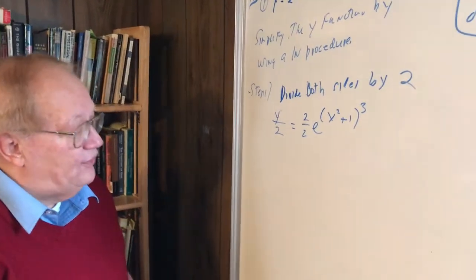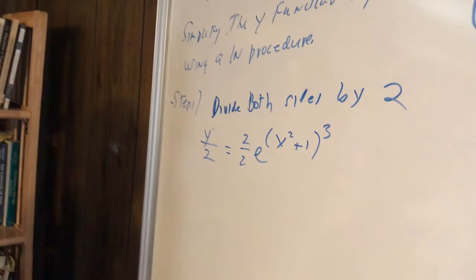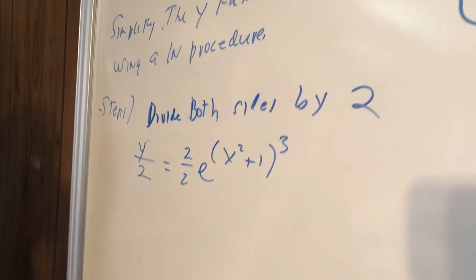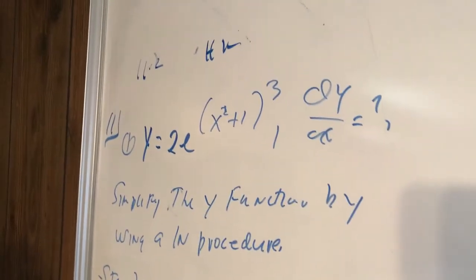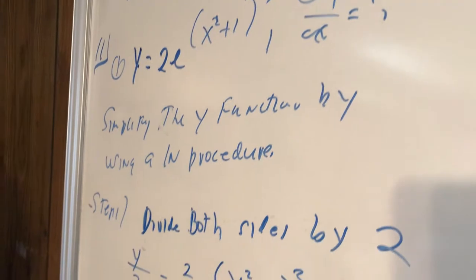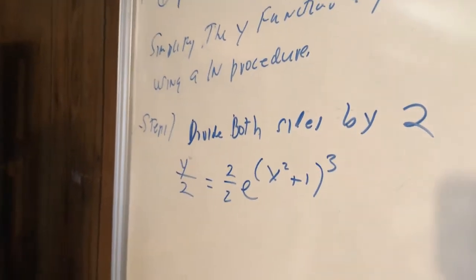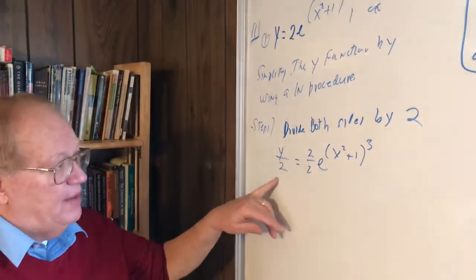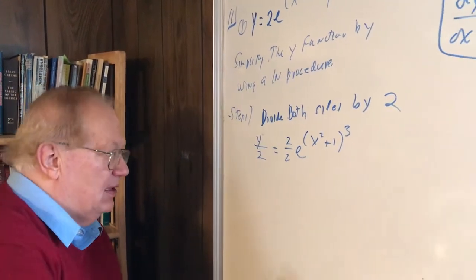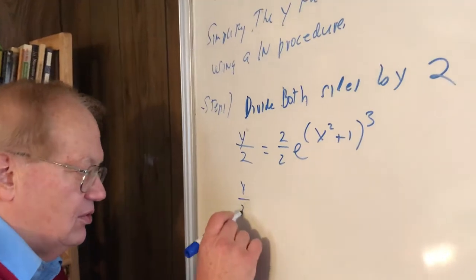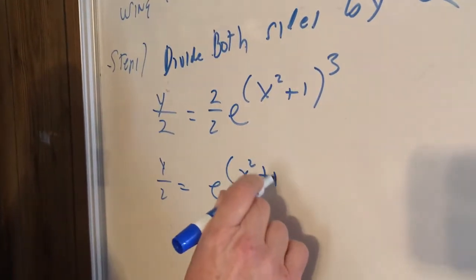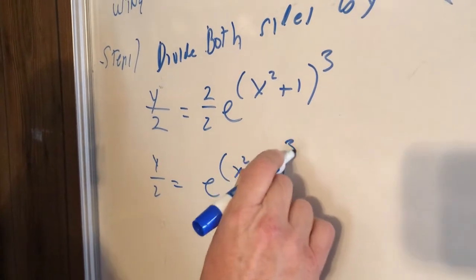Okay, the last 15 minutes of the class of April 8th, we're working on the problem y equals 2e to the x squared plus 1 to the third. It looks like a very complex problem. We want to simplify it. So the first step is divide both sides by 2. I have a reason for getting the 2 out of there. I'm going to have y over 2 equals e to the x squared plus 1 raised to the third.